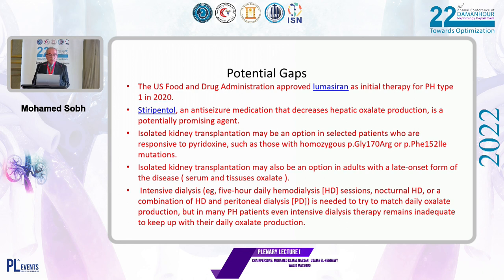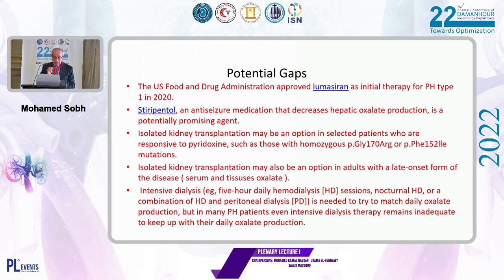Okay, this is the last slide, nearly. Is there a gap? I think there is a gap in this. Number one, the US Food and Drug Administration approved lumasiran as initial therapy for type 1. So there is a breakthrough, but it is expensive. If we have the other drug and we try it, there are some successful trials, and it is not as expensive as lumasiran, it could be a hope.